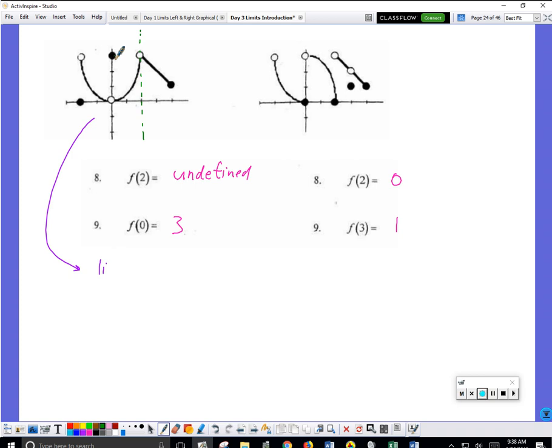Perfect. Okay, I'm going to grab a drink real quick. Flip it to the other side.